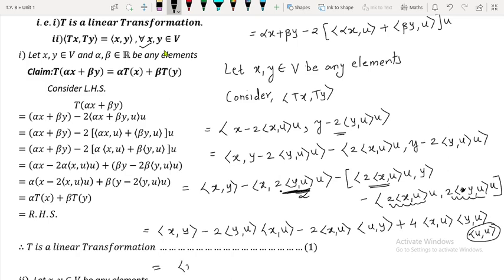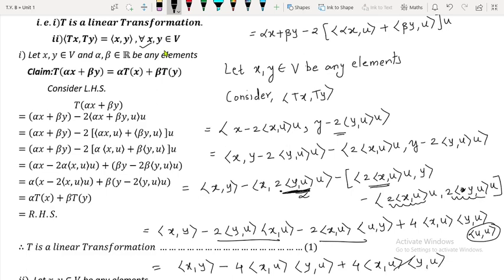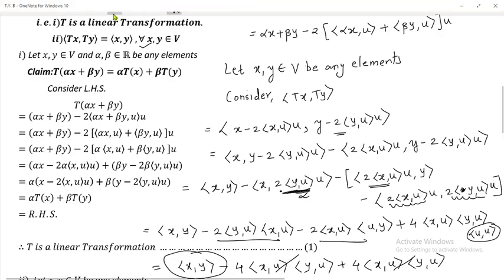So this is equal to inner product of x with y, this minus 2, this minus 2, I think it is one and the same term, yes, so it will be minus 4 times inner product of x with u, outside it is inner product of y with u, plus 4 times inner product of x with u and inner product of y with u, so this term and this term will get cancelled out and we'll get our inner product of x with y, and that is what we wanted.